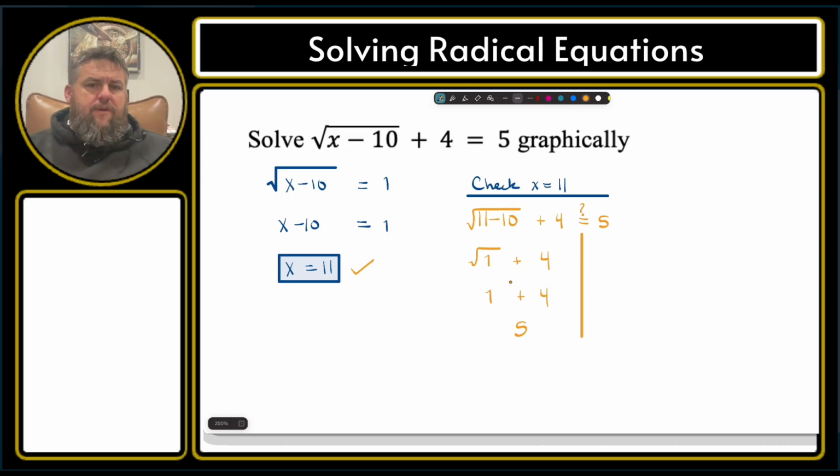So what we're going to do is take the same equation and set the left side as one function and the right side as another function in Desmos. And then we're going to find the points of intersection, and the x values of those points are your solutions.